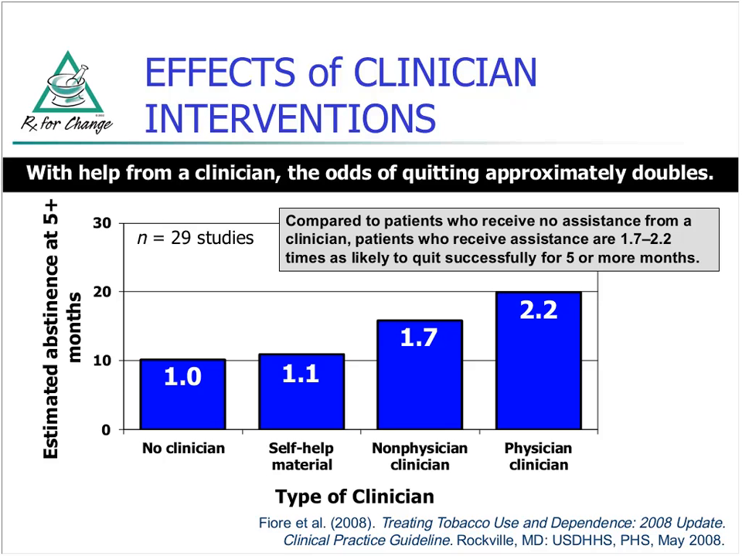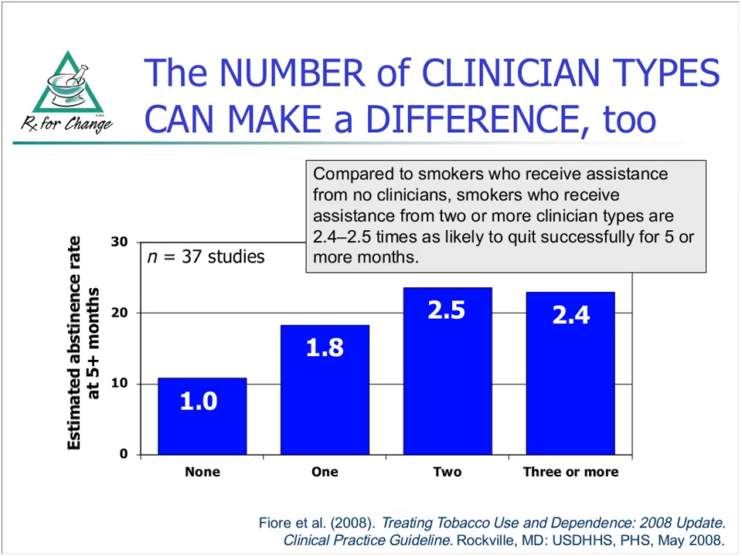But I would say, these are averages. It could be any one individual that resonates with any one patient, that makes that difference for that patient and pushes them forward to help them quit. So, everybody being involved is important, even if you're not in the 2.2 bar with the physicians.